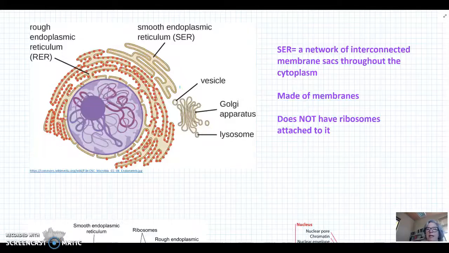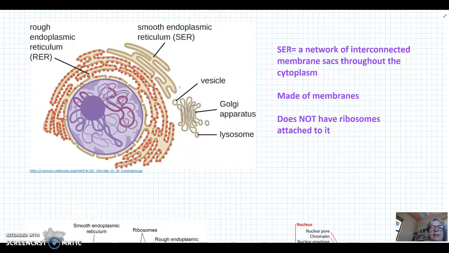Hi everyone, tonight's video is on the SER, or smooth endoplasmic reticulum. So the SER is a network of interconnected membrane sacs throughout the cytoplasm, and it is made of membranes much like the RER is. However, it does not have ribosomes attached to it.